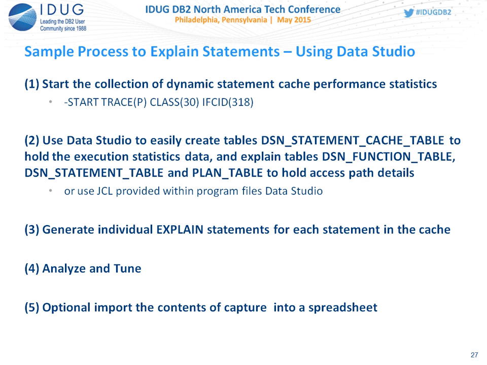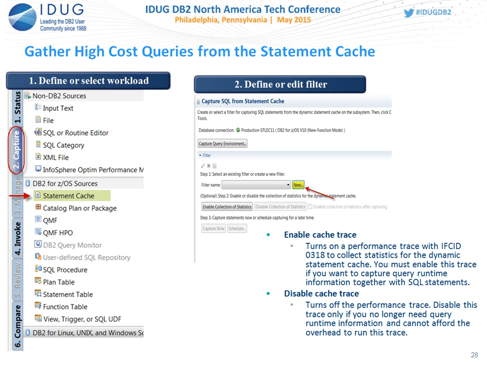Then once you've done that, you generate the individual explain statements for every single statement in the cache. You analyze and tune, and then you have the option to import the contents into a spreadsheet, as Adrian mentioned. So we'll go through those steps.